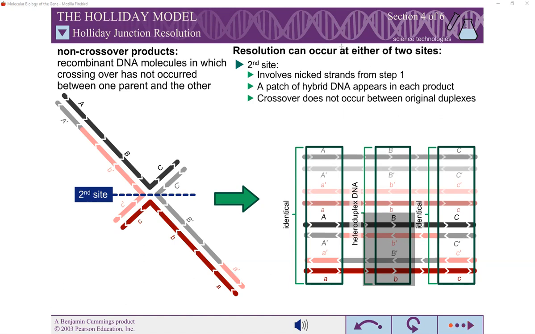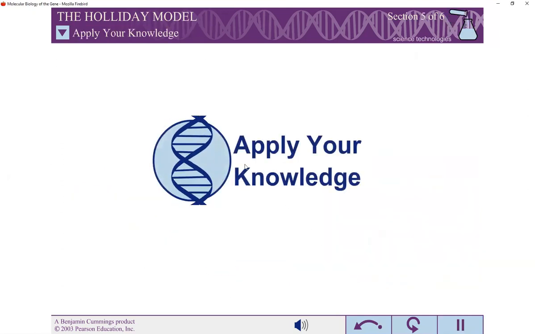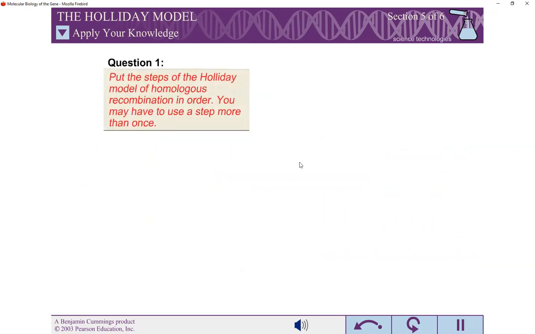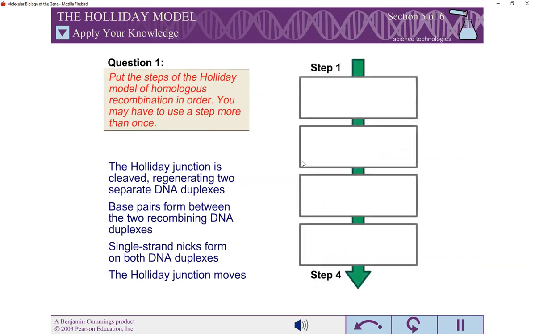Next point. How well do you understand the Holliday model? In this section, you will find out. Now the next question. Question 1. Put the steps of the Holliday model of homologous recombination in order. You may have to use a step more than once.